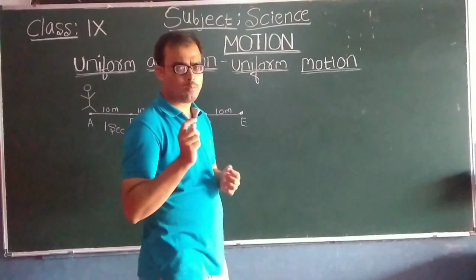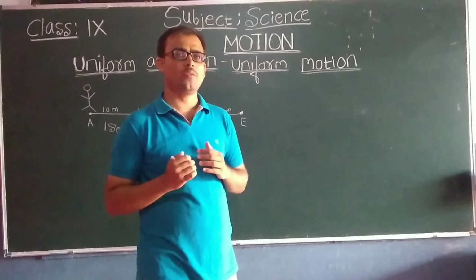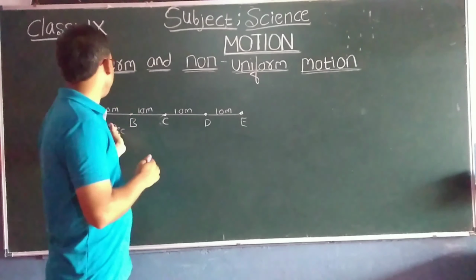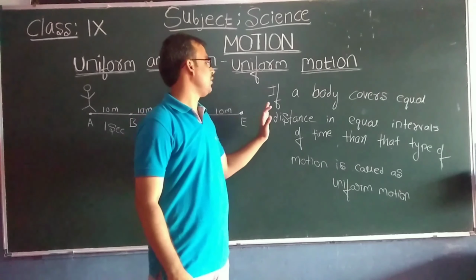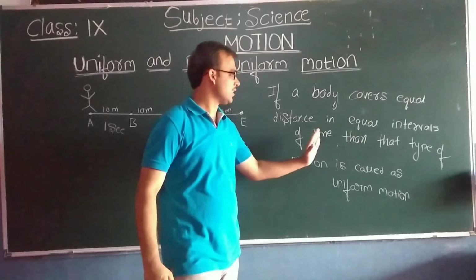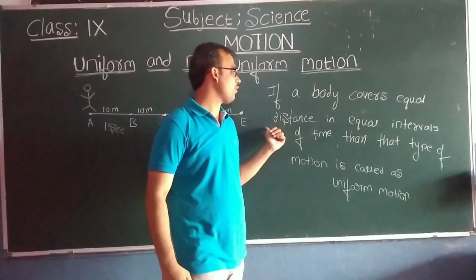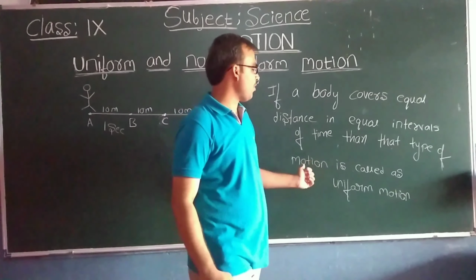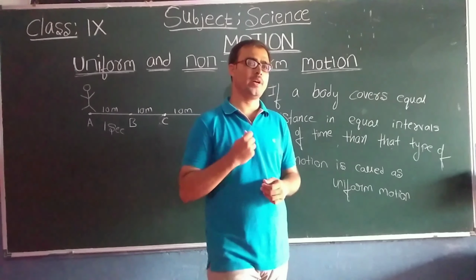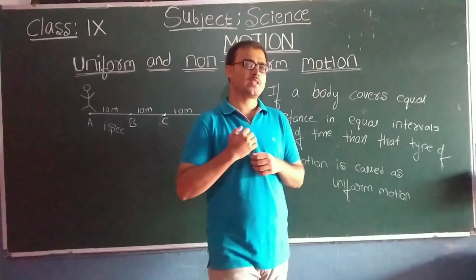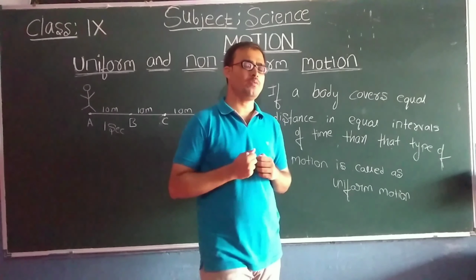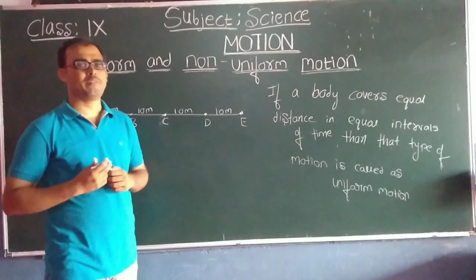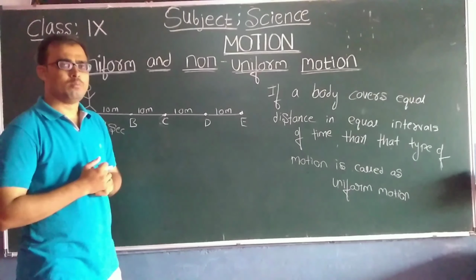If a body covers equal distance in equal intervals of time, then that type of motion is called uniform motion. As we have seen, the man is covering equal distance in equal intervals of time, so this kind of movement we can call a uniform motion.